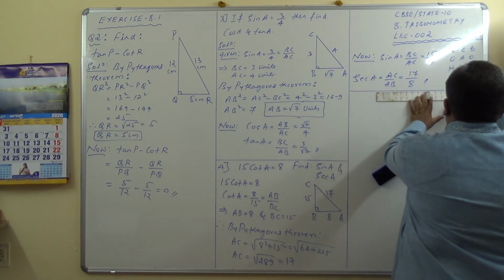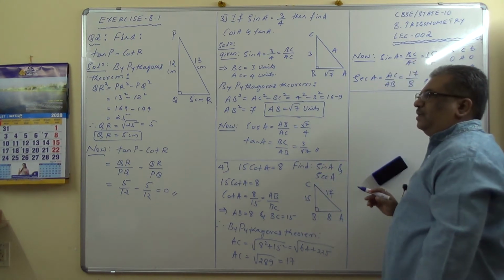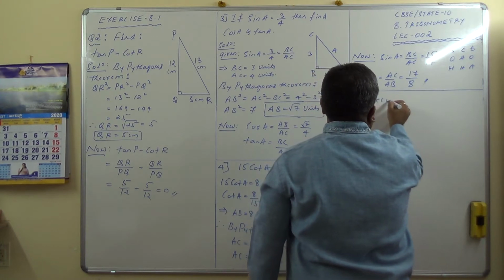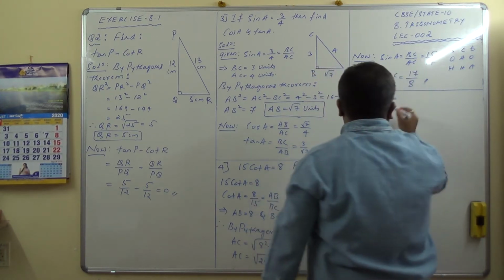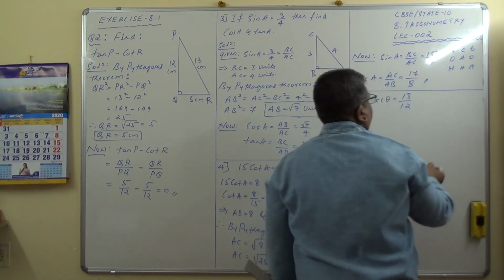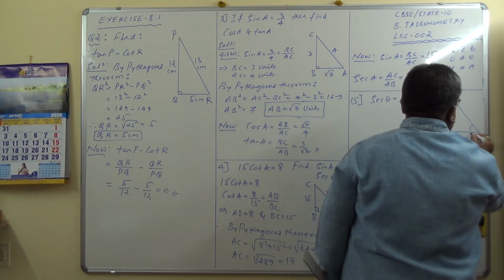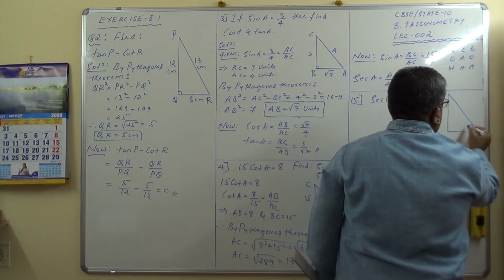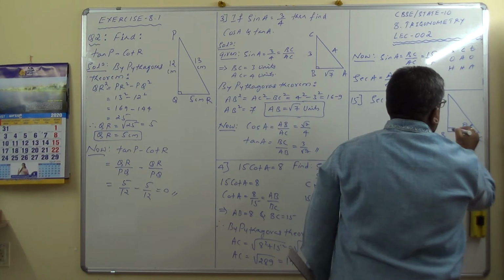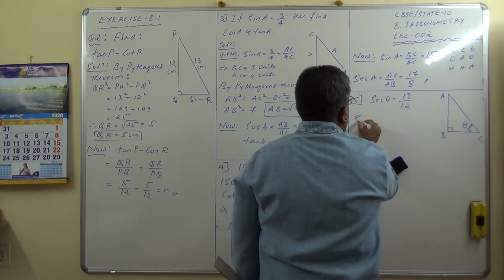I hope you are able to understand. Next one. Given sec theta equals 13 by 12, the 15th one. Calculate all other trigonometric ratios. So consider this as theta here. Make it A, B, C. B is the right angle. So secant theta is 13 by 12.